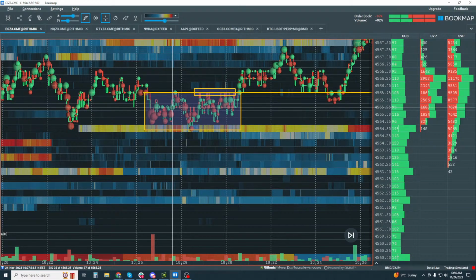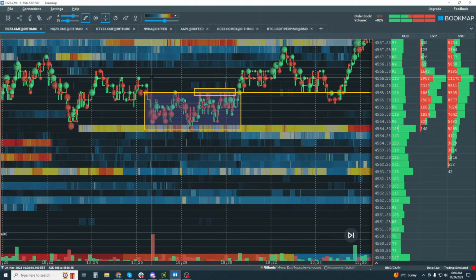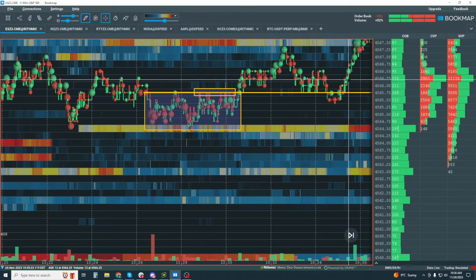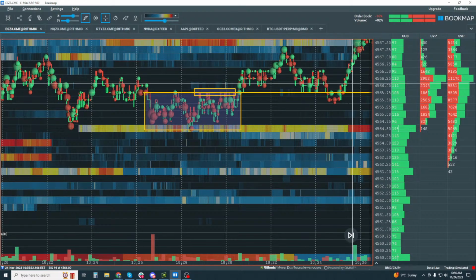So if it cannot, and we start to find buyers back in here again, we're looking for the price to move up to meet the higher liquidity up here.